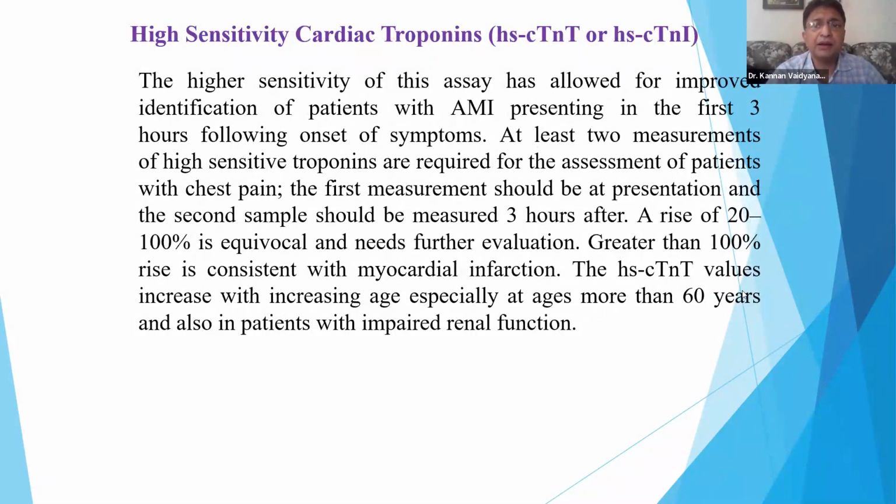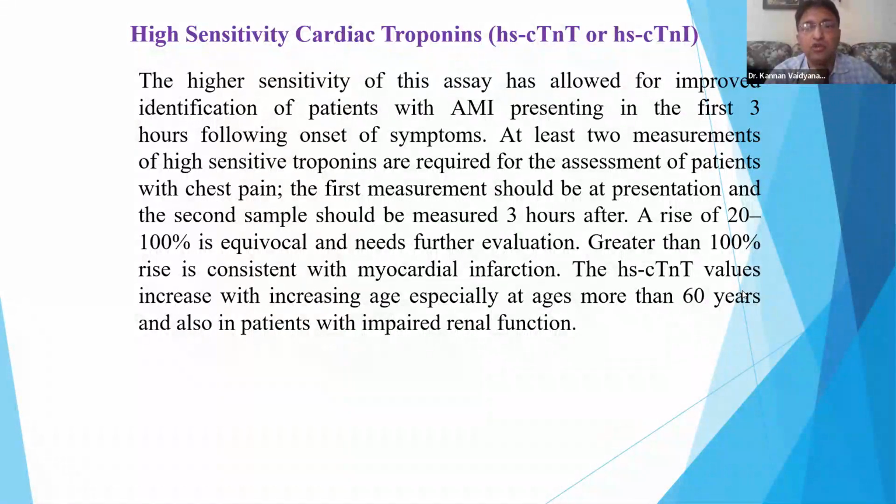Now, the other marker which is used is the high sensitivity cardiac troponin, troponin T as well as troponin I. And this actually has higher sensitivity. It's an assay which has been developed with a higher sensitivity than even the troponin T or troponin I. And these are improving the identification of patients with acute myocardial infarction in the first 3 hours following the onset of symptoms. And here also, it is more expensive, but still 2 measurements of high sensitive troponins are needed for the assessment of a patient with chest pain.